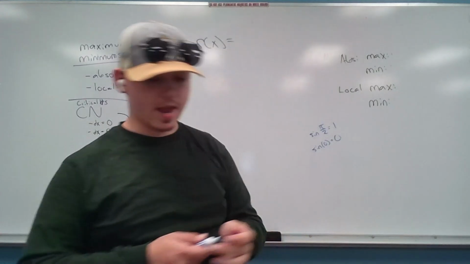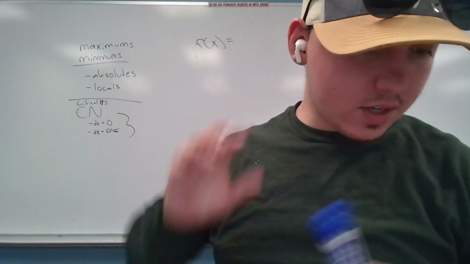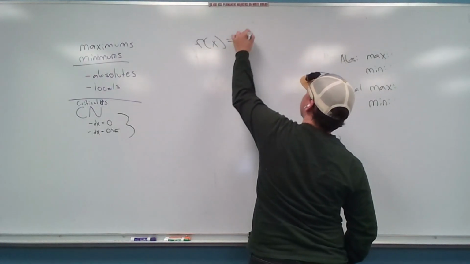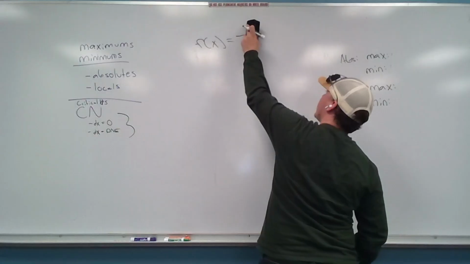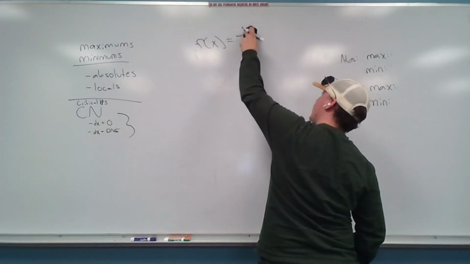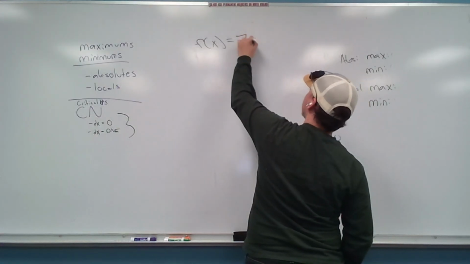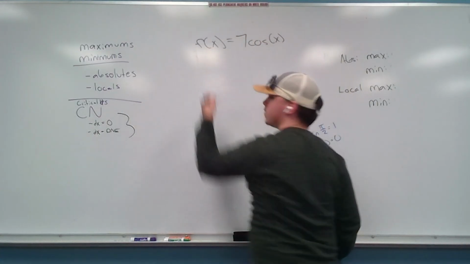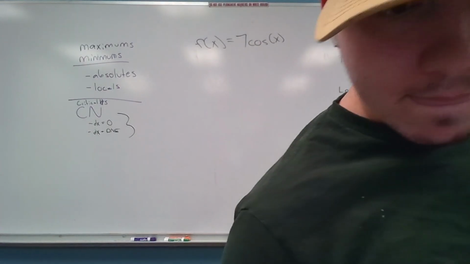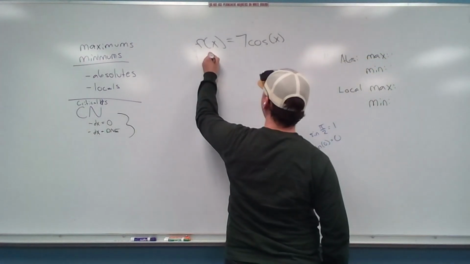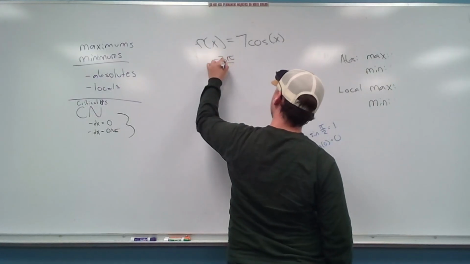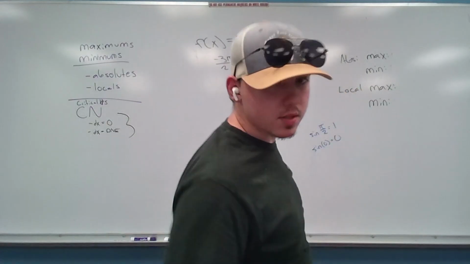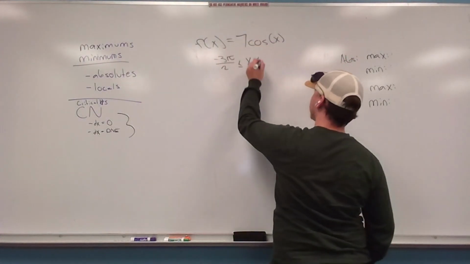The next question asks f of x equals 7 cosine x, and on the interval, what's the interval? Negative 3 pi over 2 less than or equal to x less than or equal to 3 pi over 2.